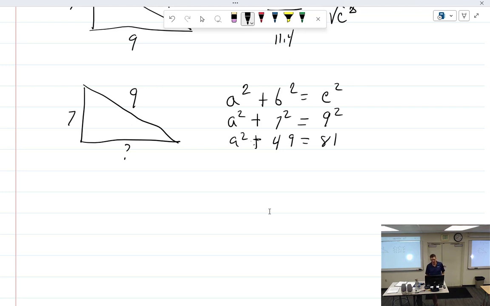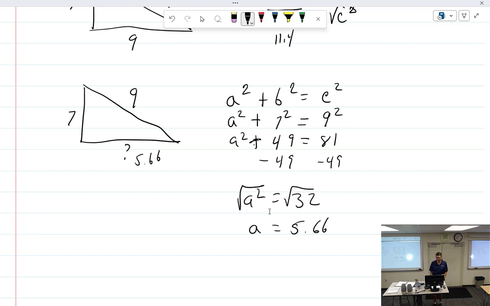Yes, we want to isolate the a squared. So the easiest thing to do is just get rid of the 49, right? So if we minus the 49, we got to do it on the other side too. So minus 49. So a squared equals 32. And now we know what to do from here, right? Square root, square root. So a equals 5.66.